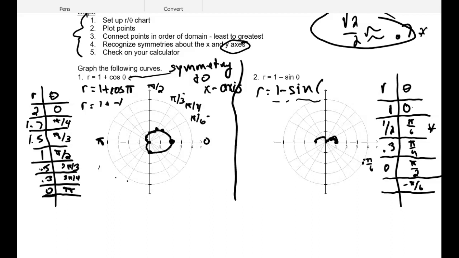If I went ahead and plugged in negative pi over 6, let me clean this up a little. What that would give me is r would equal 1 minus the y coordinate at negative pi over 6, which would have to be a negative 1/2. So we'd be looking at 1.5. So we go to 1.5 along the angle negative pi over 6. Now we do negative pi over 4.